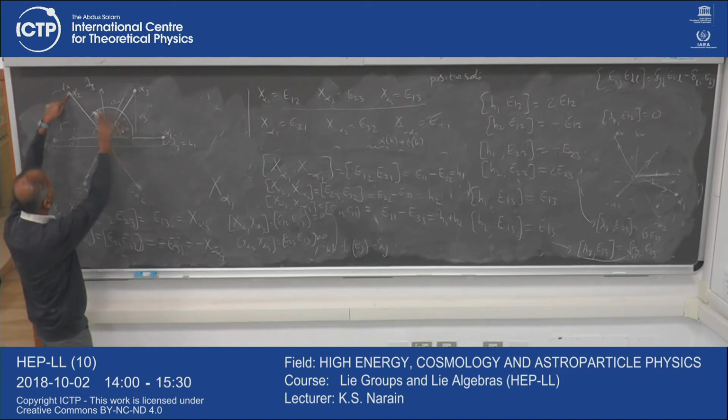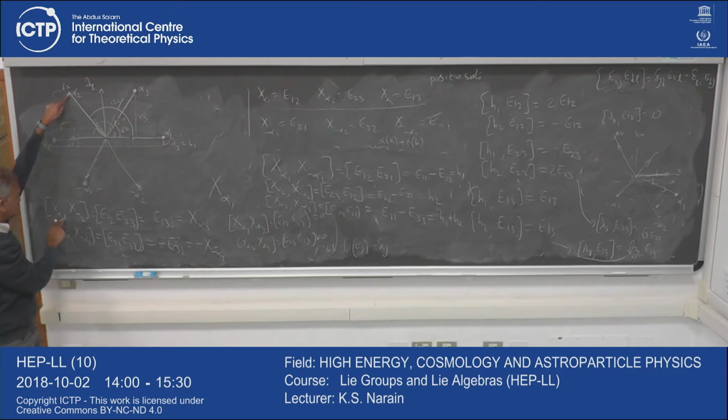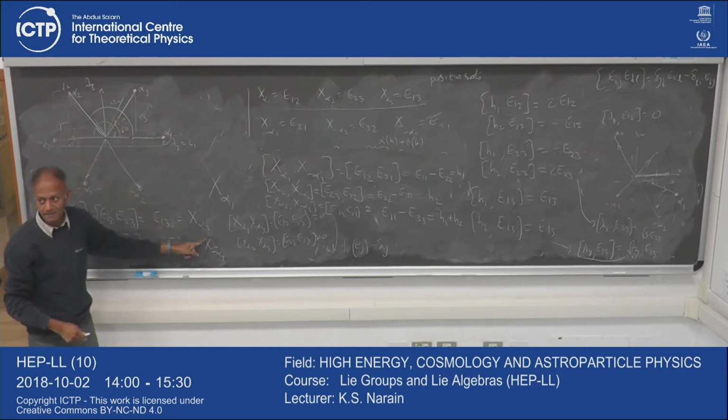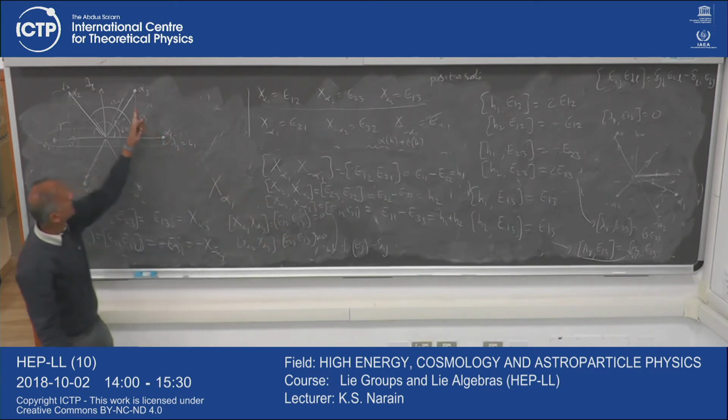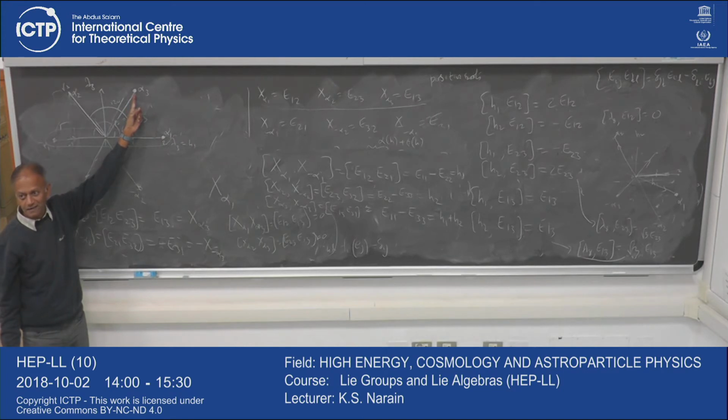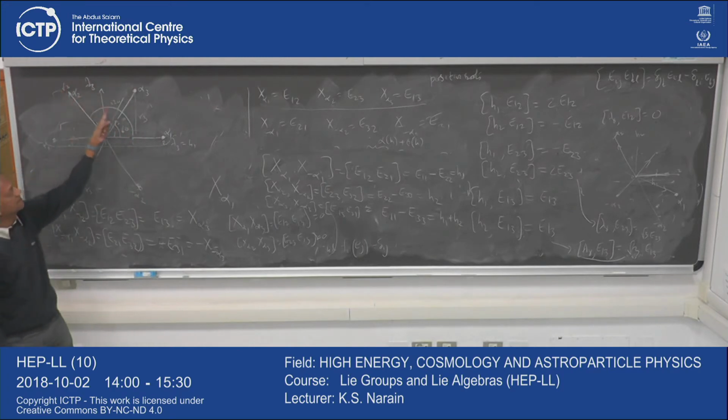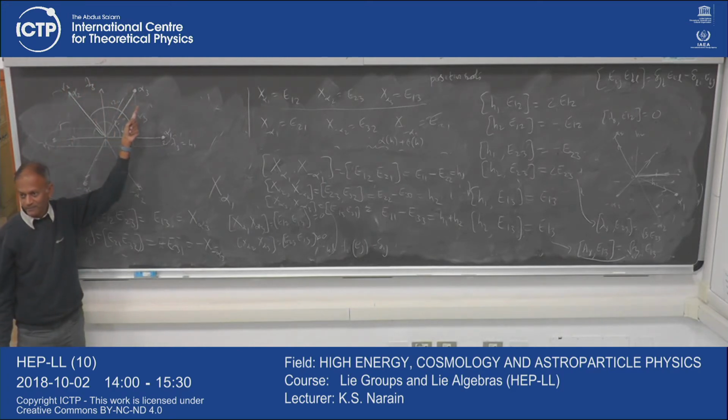Now x alpha 1 with x alpha 2 gave you x alpha 3. And x alpha 1 with x alpha 3 is 0. So this is the highest weight state with respect to this SU2, right? And in fact, this representation is a doublet, spin half representation of this SU2, right?